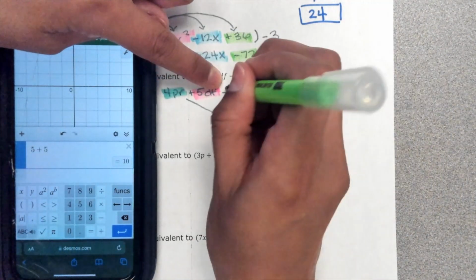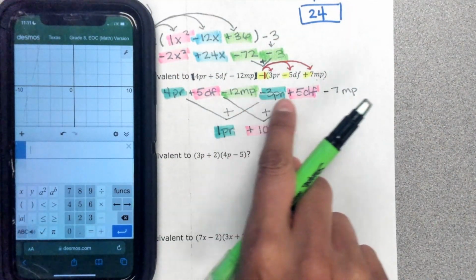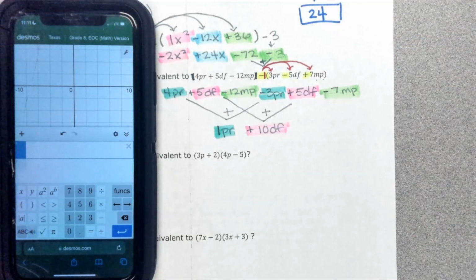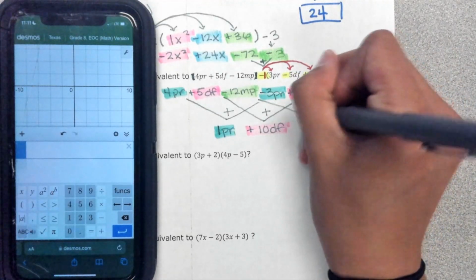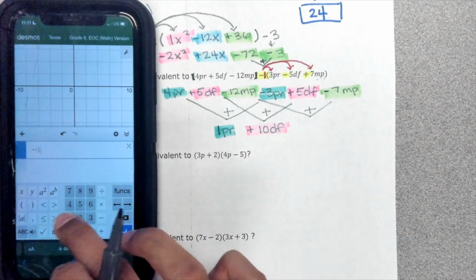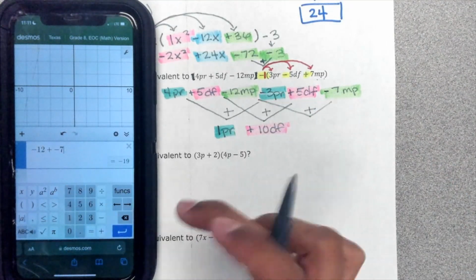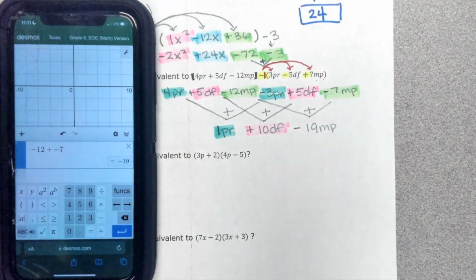Last one, we're going to highlight our last term, which is negative 12MP, and I'm looking for another MP, which is our last term over here. We are going to connect those and draw a plus sign in between. So negative 12 plus a negative 7, which gives us a negative 19 MP.